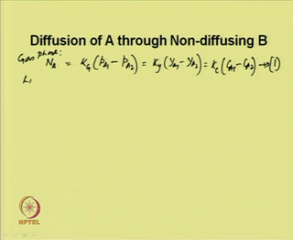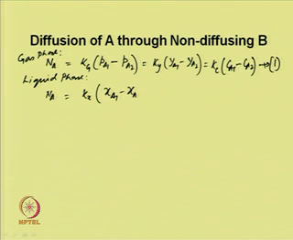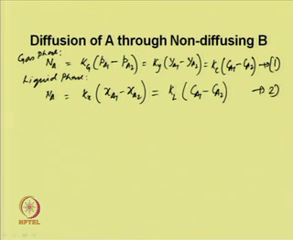For the liquid phase, we can write flux is equal to Kx (Xa1 minus Xa2), which is equal to Kl, the liquid phase mass transfer coefficient, times (Ca1 minus Ca2) in terms of the concentration driving force. So, this is equation 2.